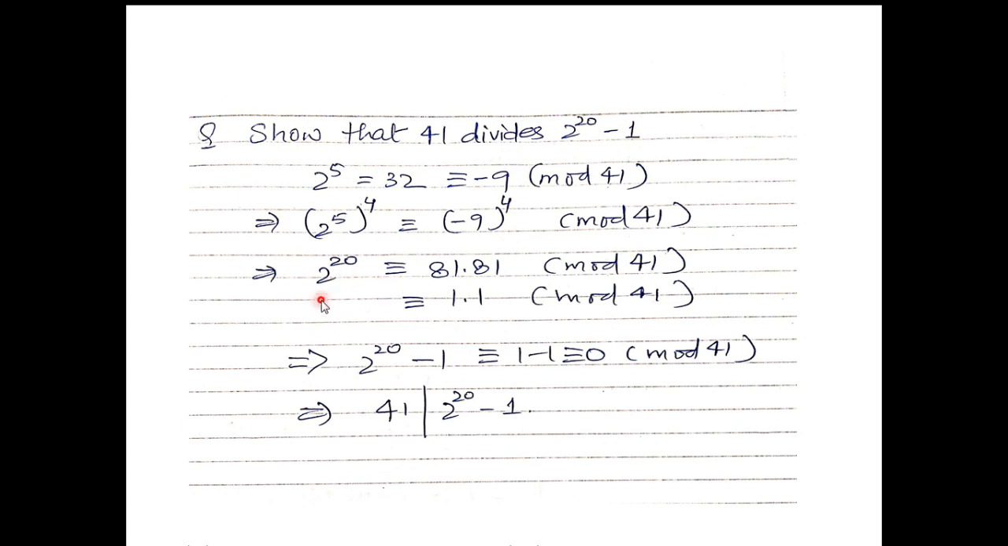So this is congruent to minus 9 to the power 4 modulo 41. Therefore, 2 to the power 20 is congruent to 81 into 81 modulo 41, and 81 under modulo 41 is 1. So this is congruent to 1 into 1 modulo 41. This implies that 2 to the power 20 minus 1 is congruent to 1 minus 1, which is congruent to 0 modulo 41. This implies that 41 divides this number.